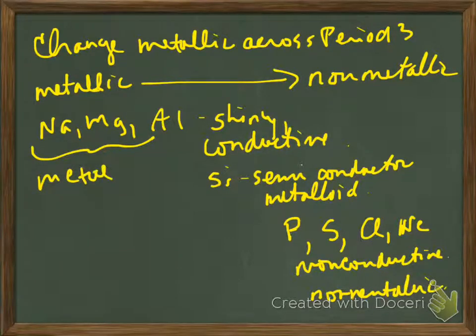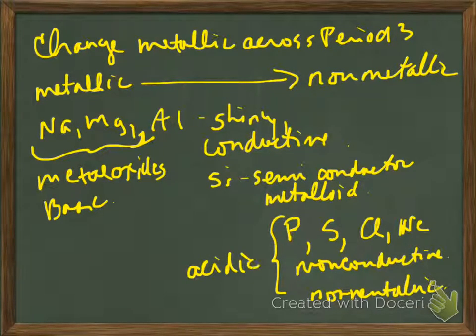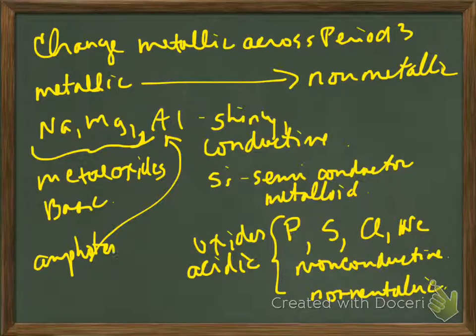Metal oxides tend to be basic. And I meant to stop that at the magnesium. Nonmetals are acidic. The oxides of these are acidic. Aluminum is amphoteric. It can react with both acids and bases. And then the silicon oxide does not react with water, but it will react with a base. It is considered a weak acid because of that.